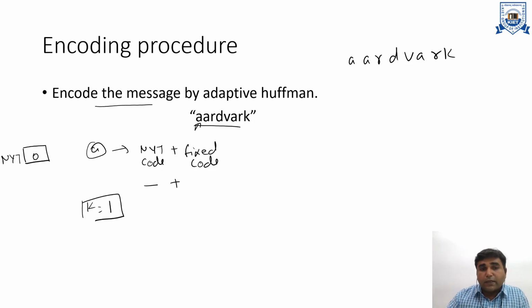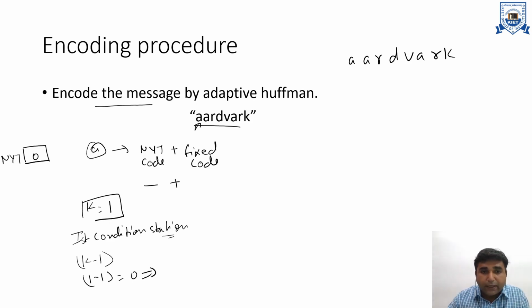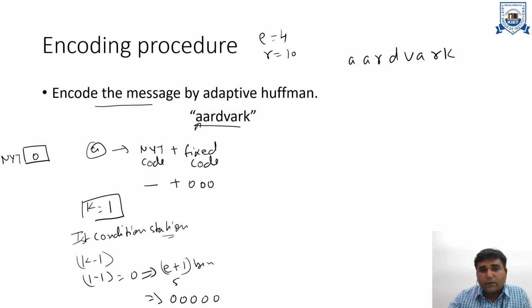As the value of k is 1, the first condition is satisfied. It means we have to encode k minus 1, that is 1 minus 1 equals 0. We have to represent the 0 in e plus 1 bit binary representation. We know that e equals 4 and r equals 10, so we have to convert the 0 to a 5 bit representation, which is 5 zeros. So the NYT code is blank, and the fixed code is 5 zeros. So for the first A, we have the code 00000.